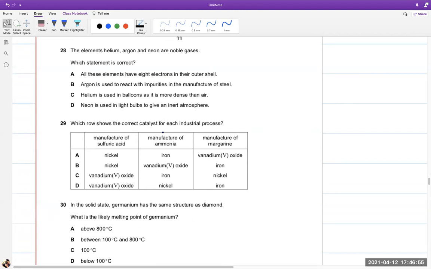Elements helium, argon, neon are noble gases. Okay. Which statement is correct? All these elements have 8 electrons in their outer shell. That is true for argon and neon, but not helium. It has 2. Argon is used to react with impurities in the manufacture of steel.